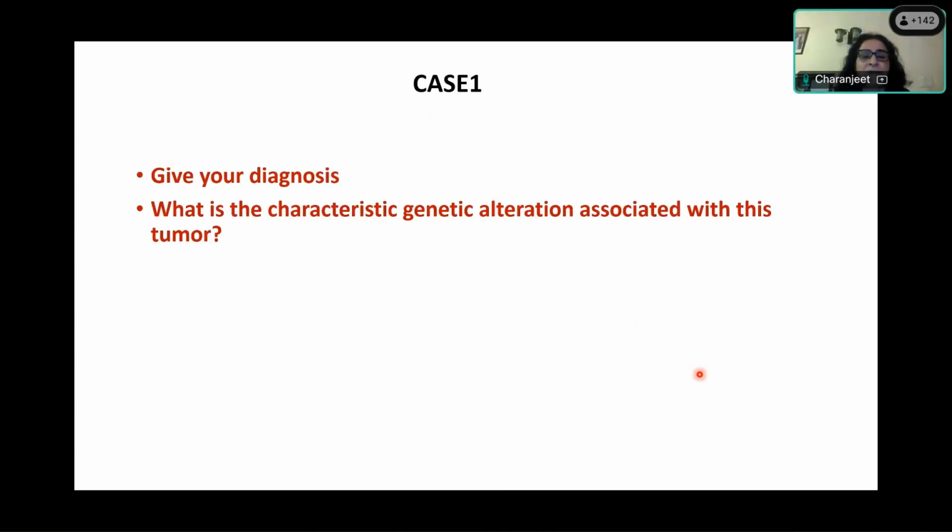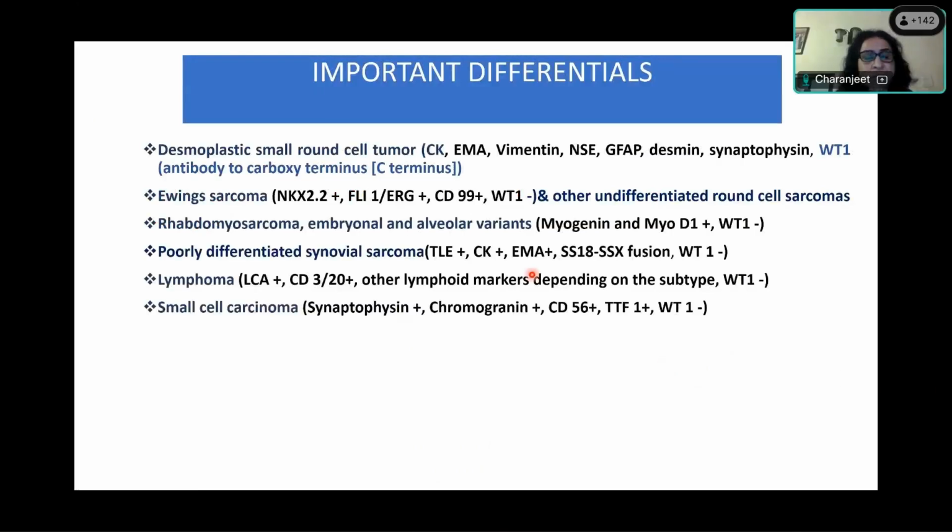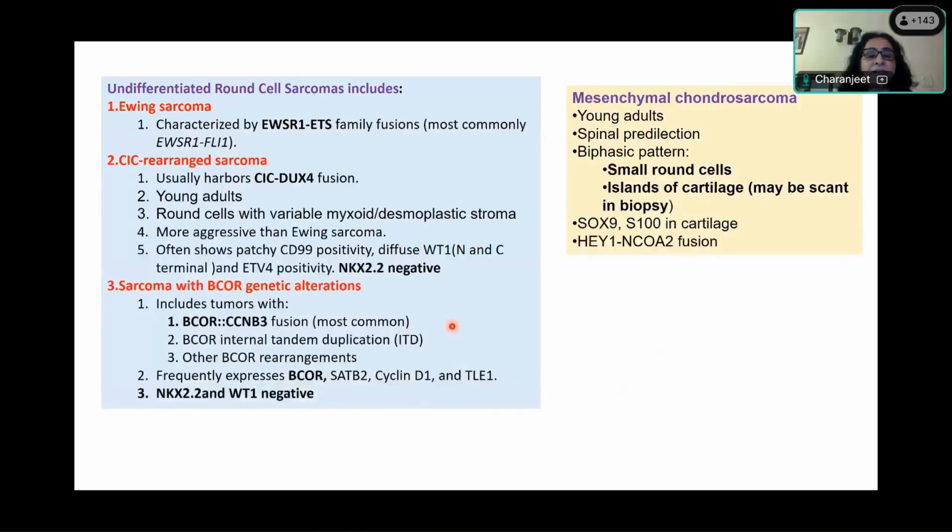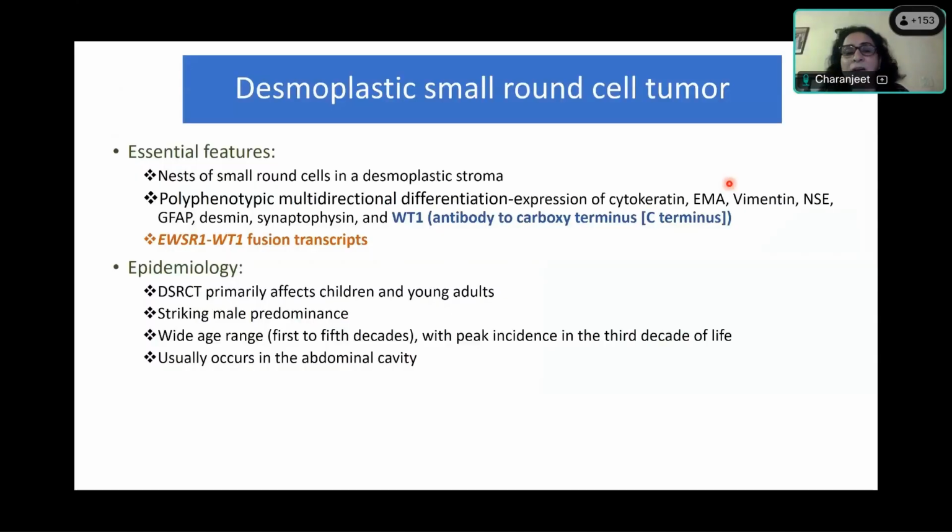Okay, so the important differentials we have already seen. You have to rule out small blue round cell tumors here, and you have Ewing's. In Ewing's you will have EWSR1-FLI1 rearrangements. Then you should rule out the other undifferentiated round cell sarcomas, so CIC-rearranged sarcomas and sarcoma with BCOR genetic alterations. And last is, of course, not in this case, mesenchymal chondrosarcoma. Such blue cells with islands of cartilage may be present in mesenchymal chondrosarcoma. But in this slide, nowhere we can see cartilage, so I'm not considering this. Okay, so this is a case of desmoplastic small round cell tumor.